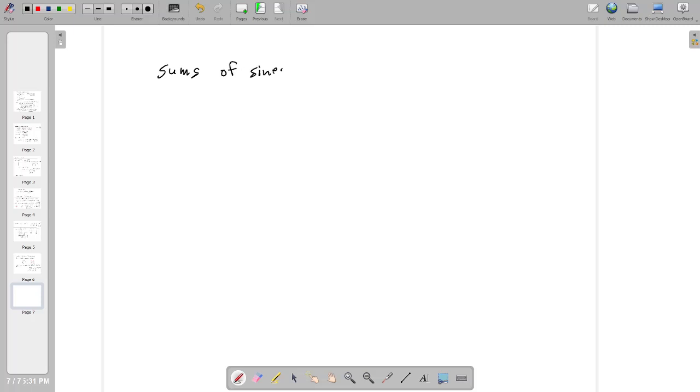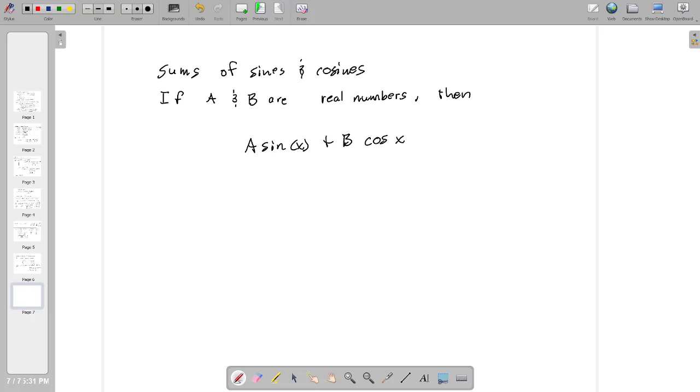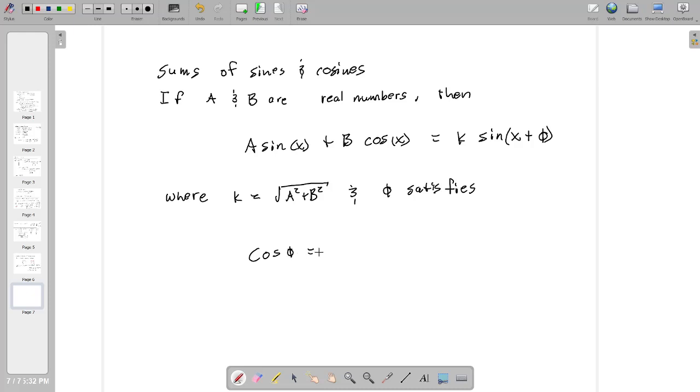Sums of sines and cosines. If A and B are real numbers, then A sine of x plus B cosine of x is equal to K sine of x plus some angle phi, where K is equal to the square root of A squared plus B squared, and phi satisfies cosine of phi is equal to A divided by the square root of A squared plus B squared, and sine of phi is equal to B divided by the square root of A squared plus B squared.